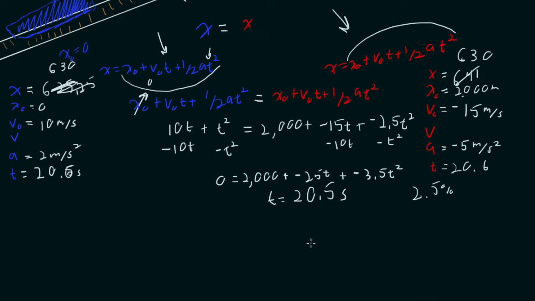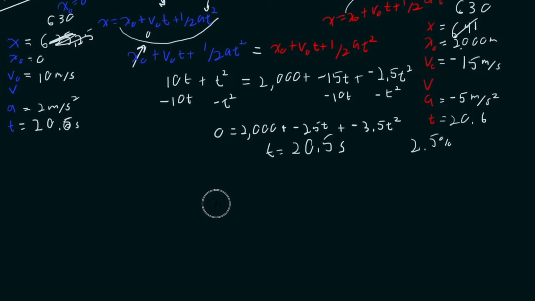Great. So this is what we call an overtake problem, where we have two objects that are moving relative to each other. I don't have to have my objects moving towards each other either. Let's do another example that is slightly different.